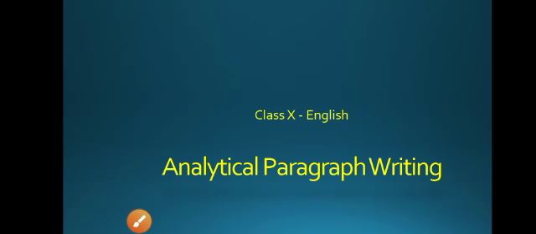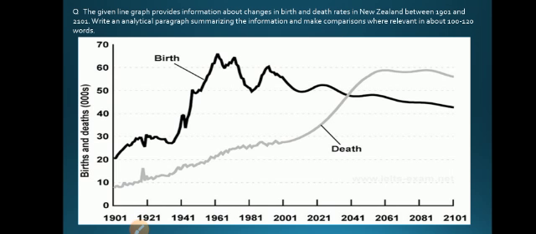Viewers, today we'll learn how to write an analytical paragraph. So let's jump into it. Before I tell you how to write an analytical paragraph, let's have a look at this line graph. The given line graph provides information about changes in birth and death rates in New Zealand between 1901 and 2101. Write an analytical paragraph summarizing the information and make comparisons.